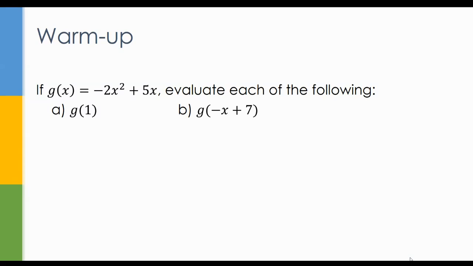I would suggest that you pause the video and try this warm-up. So it's saying that if g of x equals negative 2x squared plus 5x, evaluate each of the following. So first g of 1, and then g of negative x plus 7.